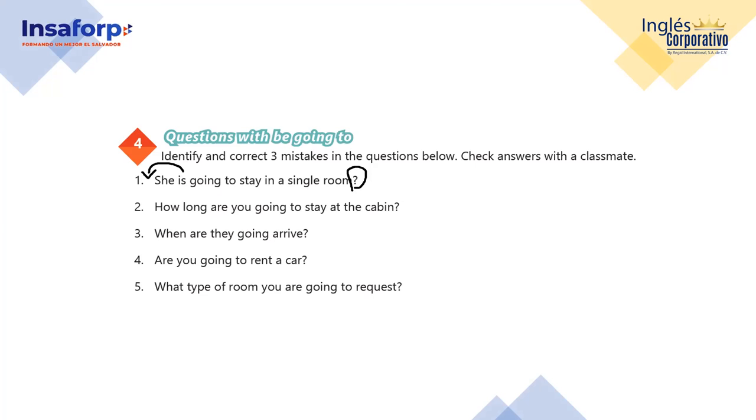Number three. When are they going to arrive? When are they going to arrive? Okay. 2 mistakes. Number five. What type of room are you going to request? What type of room are you going to request? Because it is a question. Okay. Yes. That's what we need to take into account with the be going to.